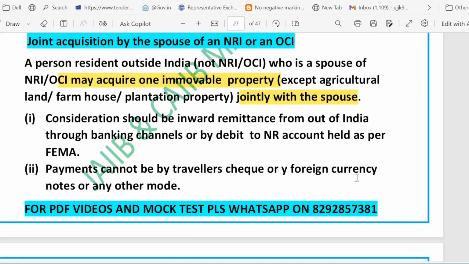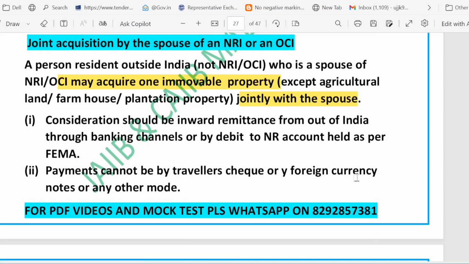You should expect paperwork, that is marriage proof, ID, right? A non-resident spouse can be a joint owner, but you should expect paperwork, and the limit is usually one jointly held property. That is the limit.